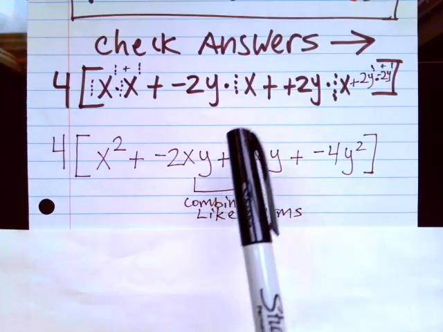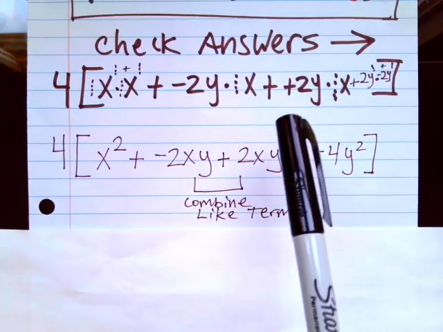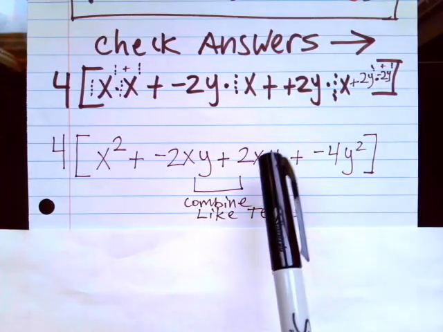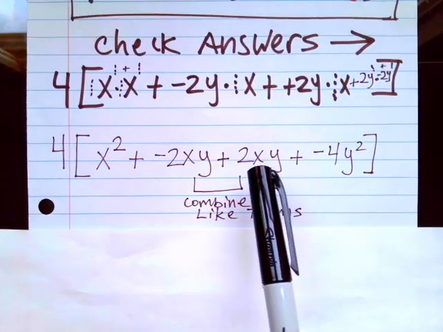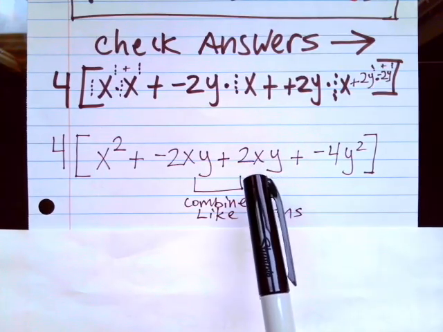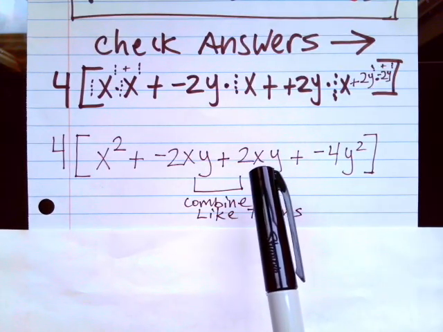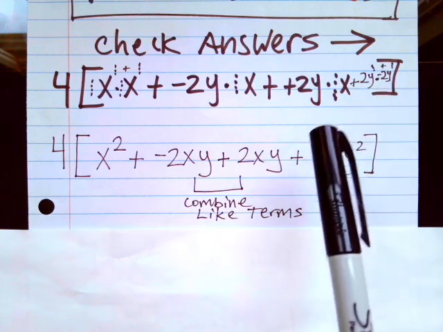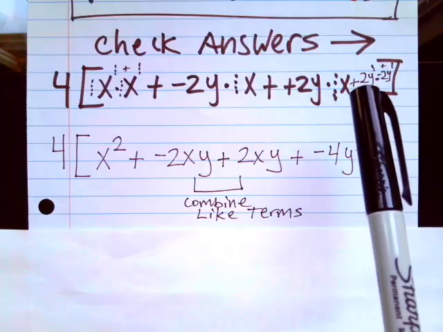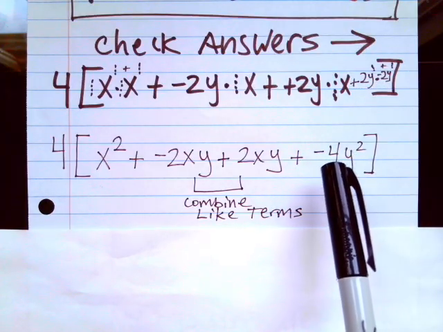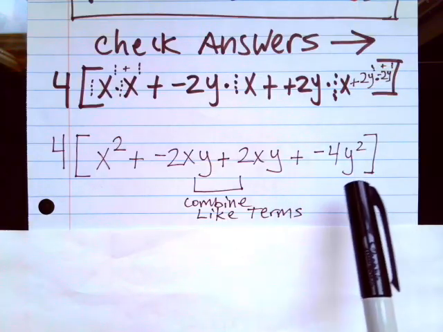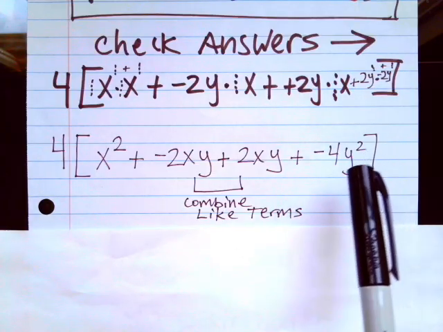Plus sign, I just bring that plus sign down. Again, 2 times 1 is 2. We keep that x and y together through multiplication. So algebraic order is alphabetical order, x before the y. Plus, 2 times a negative 2 is negative 4. y times y, we add those exponents, we get y to the second power.